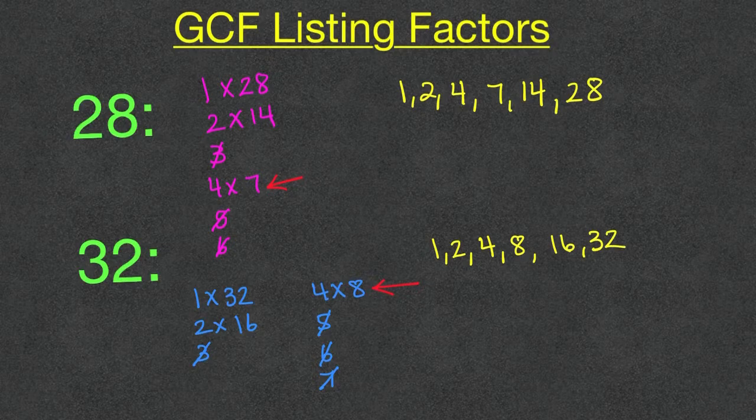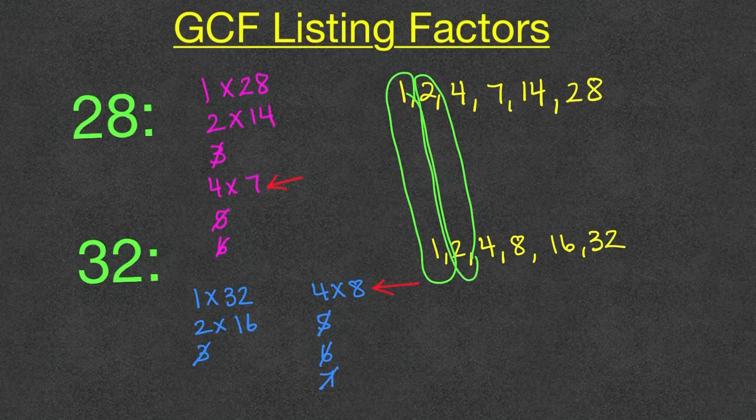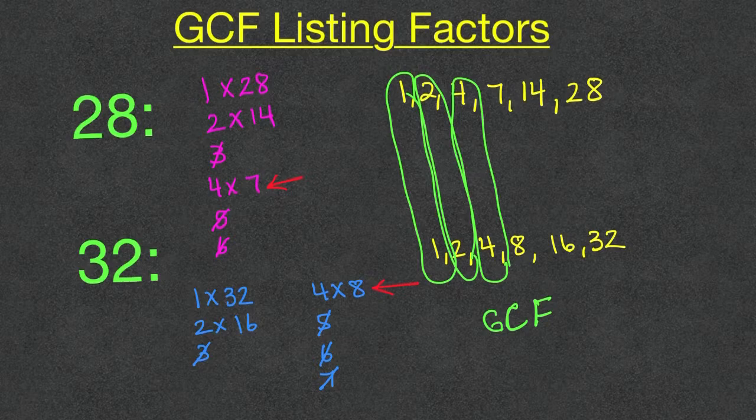And then from here, we're going to see which are the ones that appear in both places. Which are the factors that appear in both places? We have 1, we have the 2, we have 4, and that's it. So the greatest factor, the GCF, is 4.